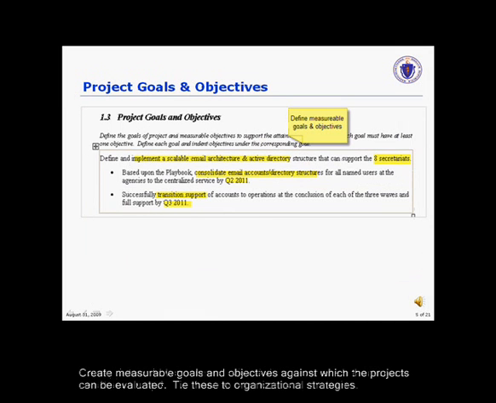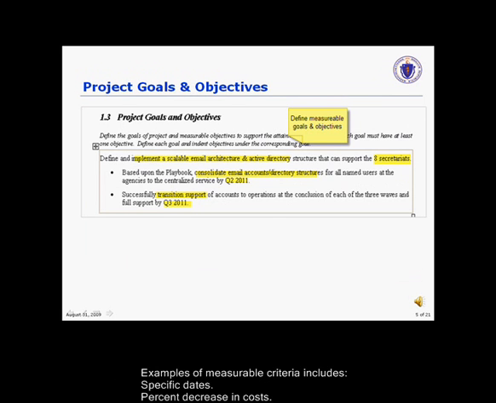Project goals and objectives. Create measurable goals and objectives against which the project can be evaluated. Tie these to the organizational strategies. Examples of measurable criteria include specific dates, % decrease in cost, % increase in system uptime, specific headcount reductions. Each goal should have at least one objective.